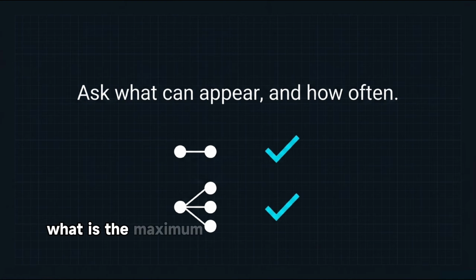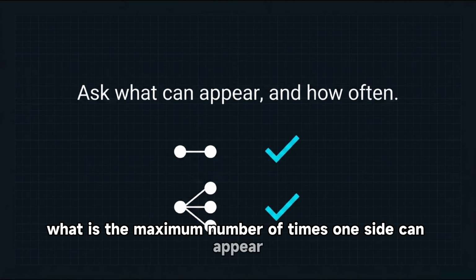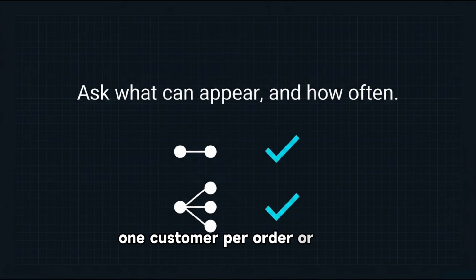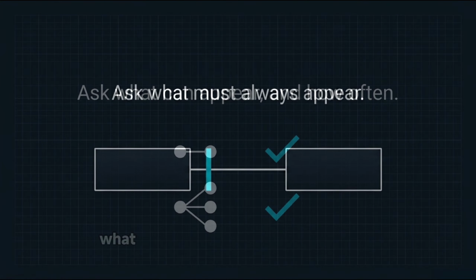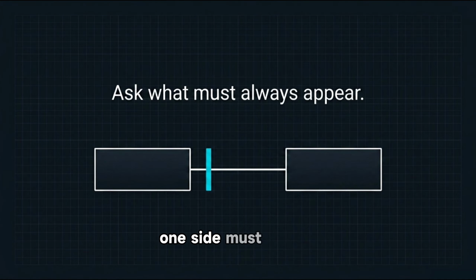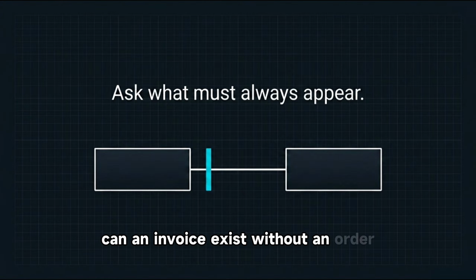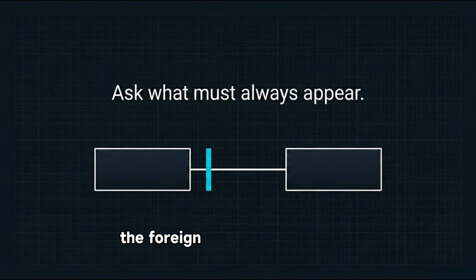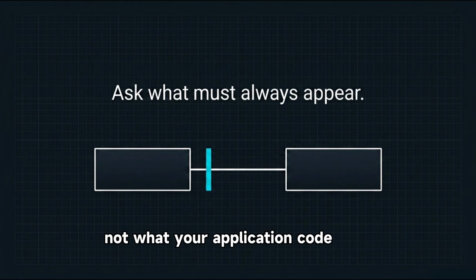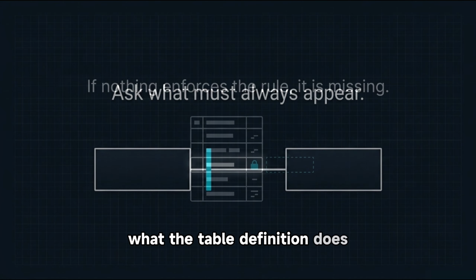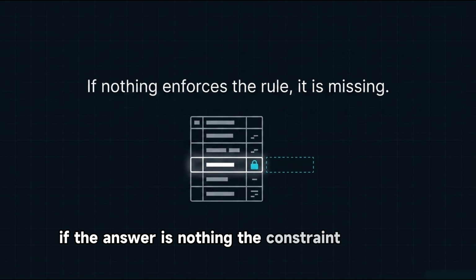When you design a relationship between 2 tables, ask 3 questions before you write the first foreign key. What is the maximum number of times one side can appear? 1 customer per order, or many? 1 invoice per order, or many? The answer determines whether you need a unique constraint. What is the minimum number of times one side must appear? Can an order exist without a customer? Can an invoice exist without an order? The answer determines whether the foreign key must be NOT NULL. What prevents an impossible combination from being inserted? Not what your application code does, what the table definition does. If the answer is nothing, the constraint is missing.